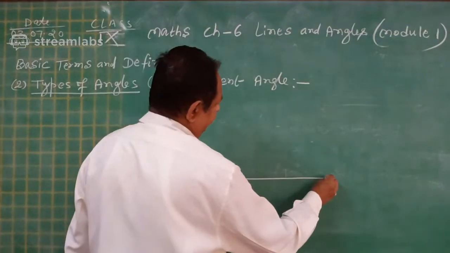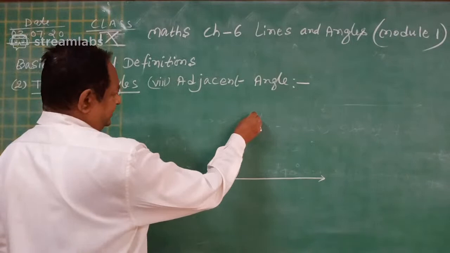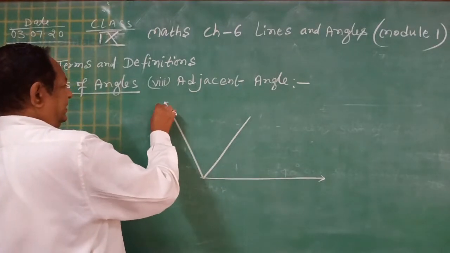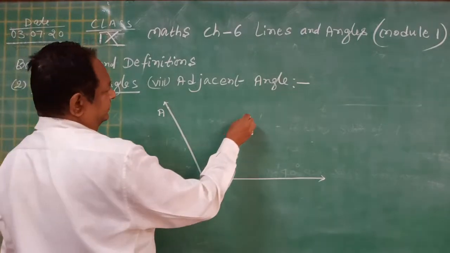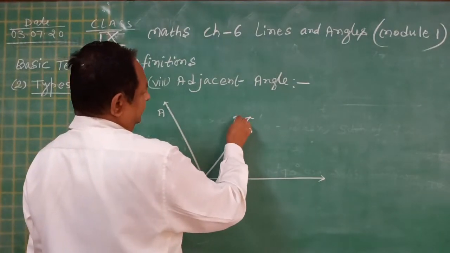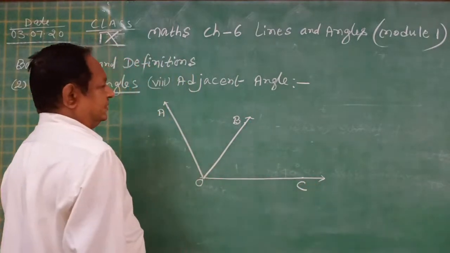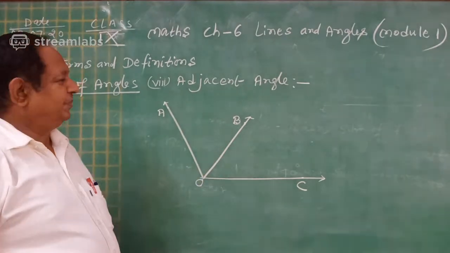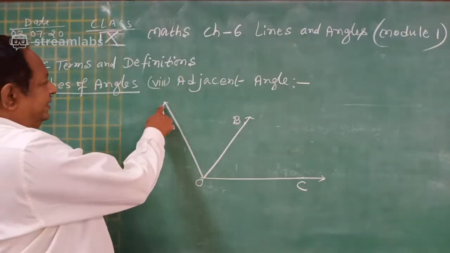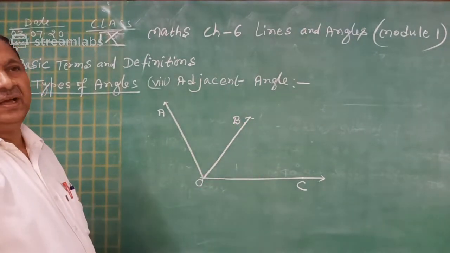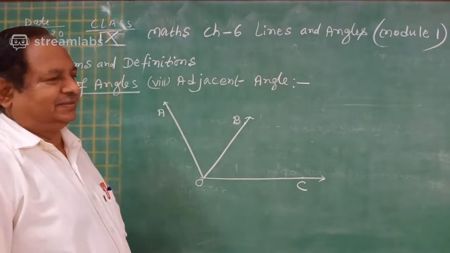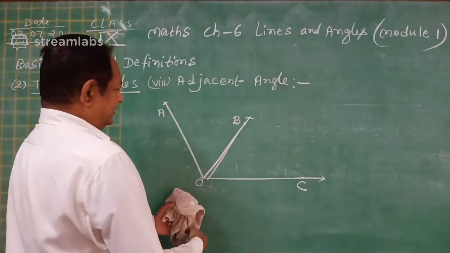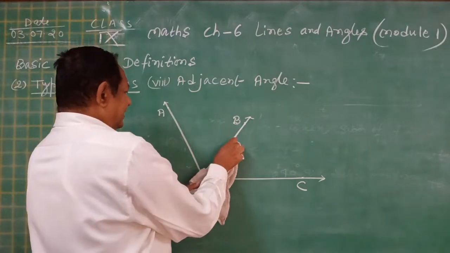So this is a ray, this is another ray, say A, O, B, C. There are total 3 angles. How many angles in this figure? 3 angles. Angle AOB, angle BOC, and the greatest angle AOC. So there are 3 angles. This is the common arm of these 2 angles. OB is the common arm.